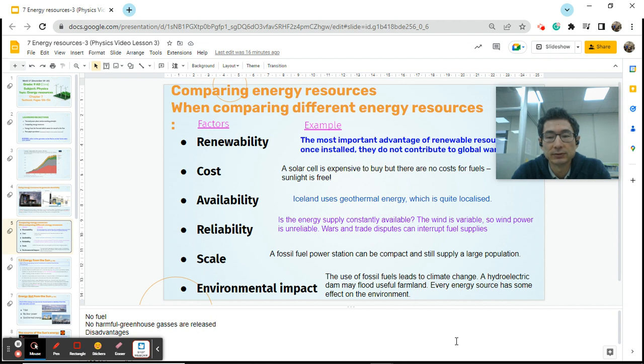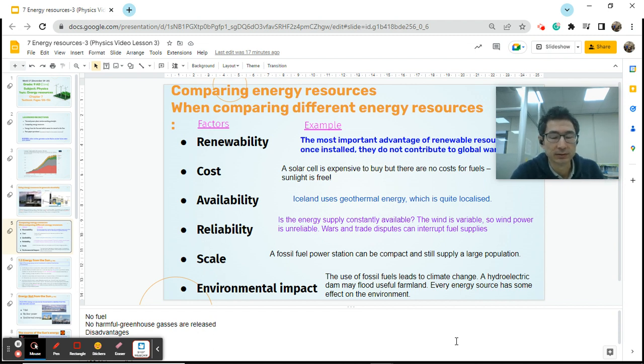Scalability. Can you scale it? Can you increase the production of energy? For example, a fossil fuel power station can be compact and can produce lots of energy. It can still supply a large population.